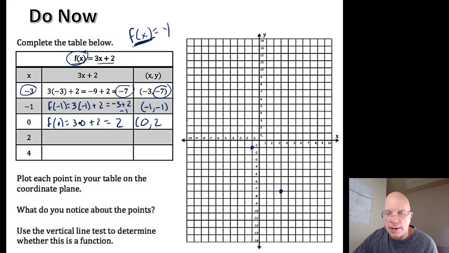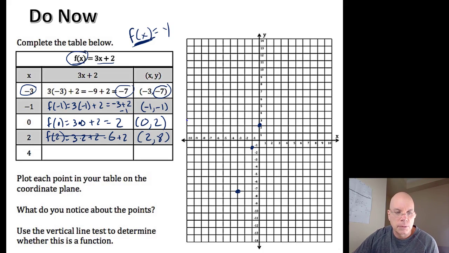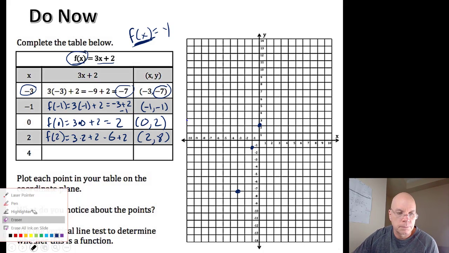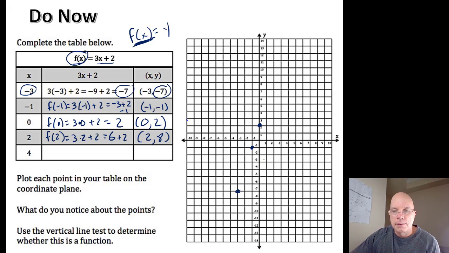I graphed 3, -7, not -3, -7. -3, -7 would be right here. Let me clear this up. 0, 2. x is 0, so I don't move right or left, but y is +2, so I go up 2. f of 2 would be 3 times 2 plus 2, or 6 plus 2, which is 8, so 2, 8. +2, +8 is right here.